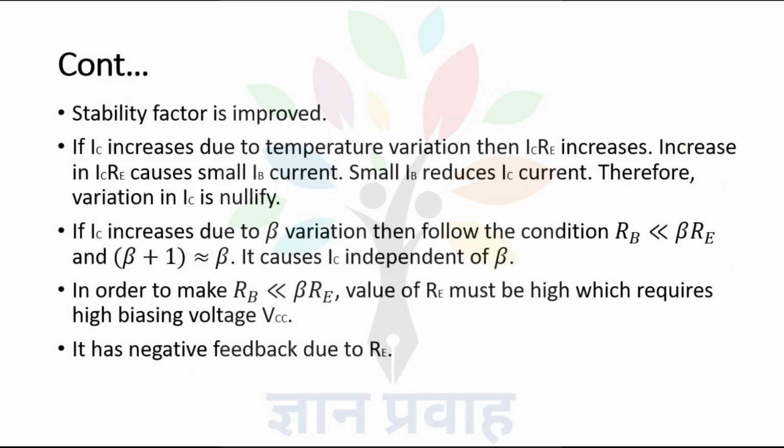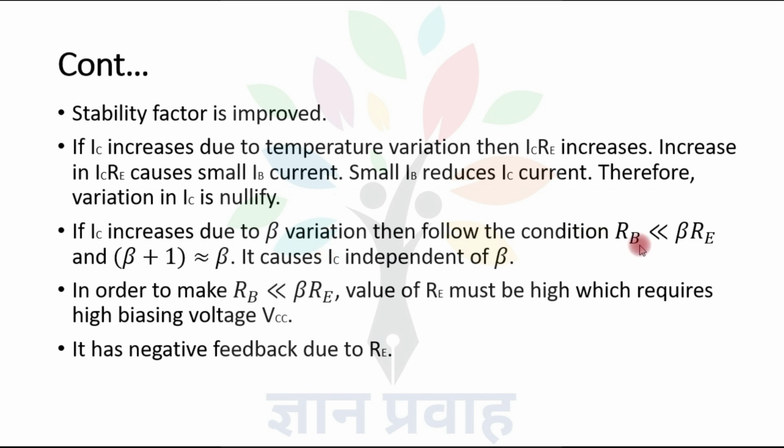A few important points of this biasing circuit. Here the stability factor is improved. If IC increases due to temperature variation, then the IC RE factor increases, and the increase in the IC RE factor causes a small IB current, and a small IB current reduces the IC current. Therefore, the variation in IC is nullified. Second case, we have already discussed these things.